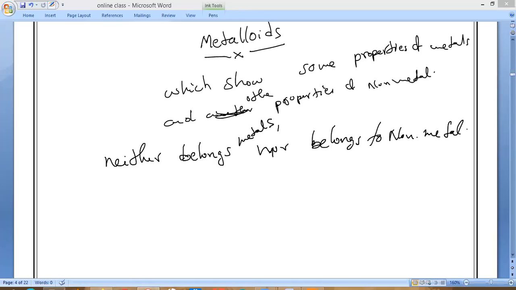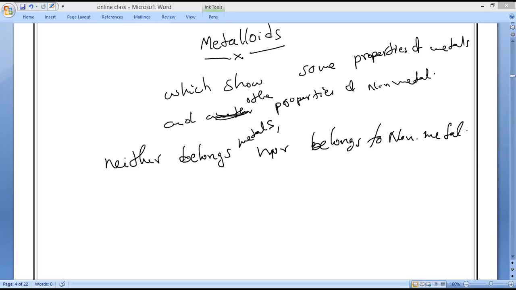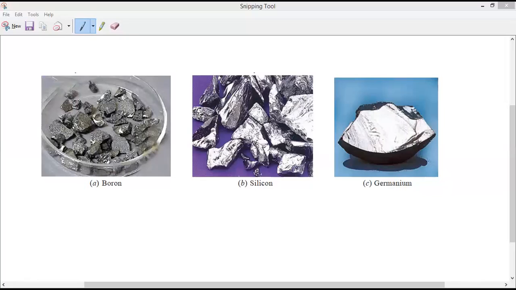Understanding. Brittle in nature. What is the nature? Brittle in nature. Metals or non-metals? Non-metal. That is what you have to remember. If you observe very carefully, let me show some non-metals: boron, silicon, germanium. They all look like they have a bright surface. Yes or no?